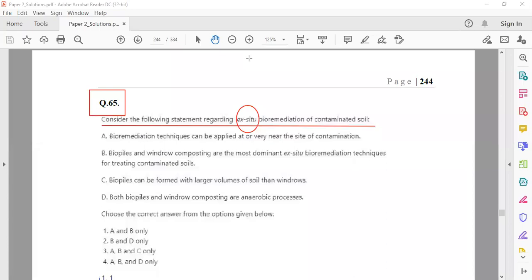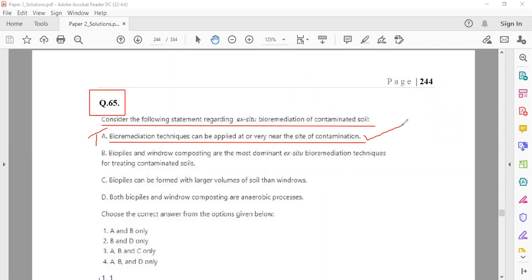Now let's see what all the options given to us are. So let's see option number 1, and then we have to choose the correct ones from the options given below. Bioremediation technique can be applied at or very near to the site of contamination. Absolutely true. I can make that remediation facility 500 meters, 100 meters, 200 meters, 400 meters away. So bioremediation technique can be applied very near the site of contamination, I can build it near where the contaminated soil is. So this statement is absolutely true.